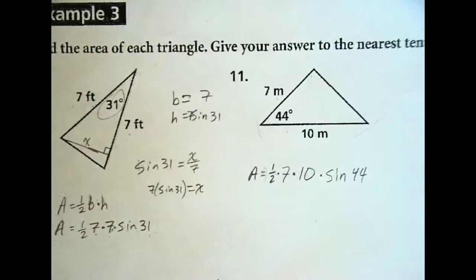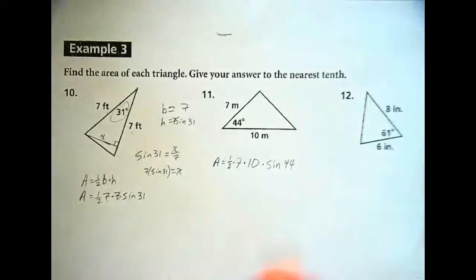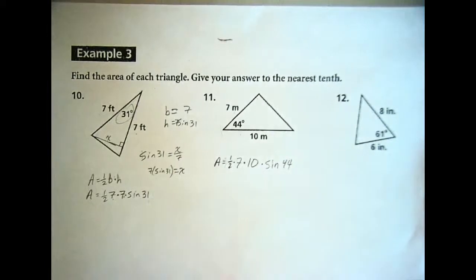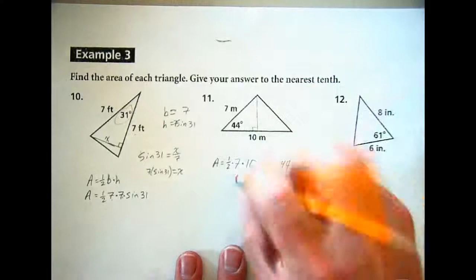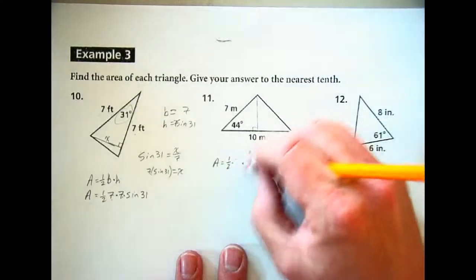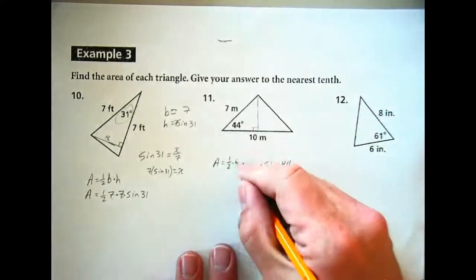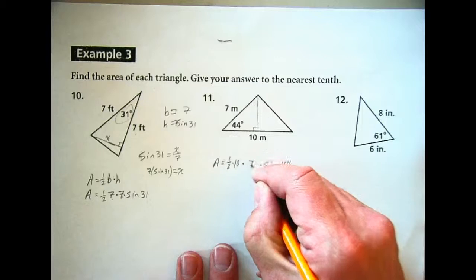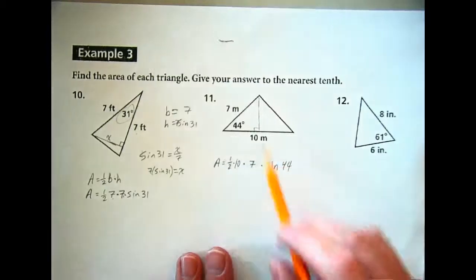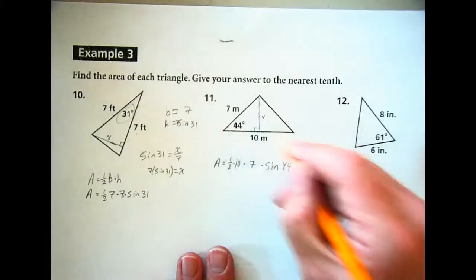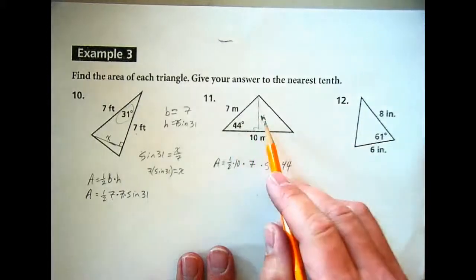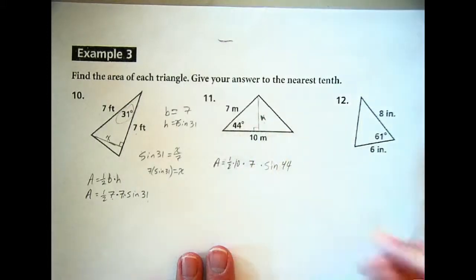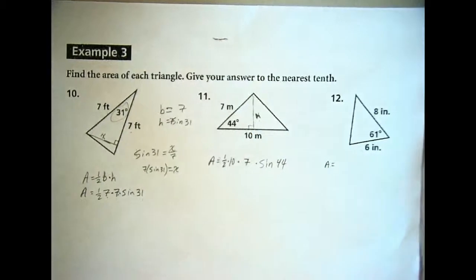Okay, I want you to look at number 12 now. So really, it doesn't matter what order those are in, but based on the picture we have there, this would be my height, which is 7 sine 44. Everyone with me? Okay, I want you to write the area of this one using that same pattern.